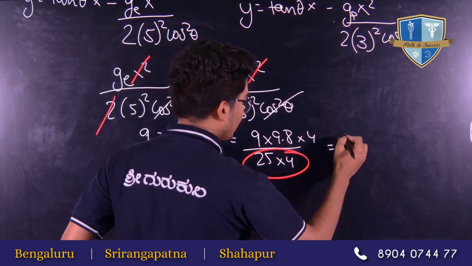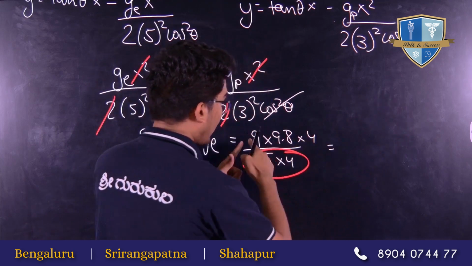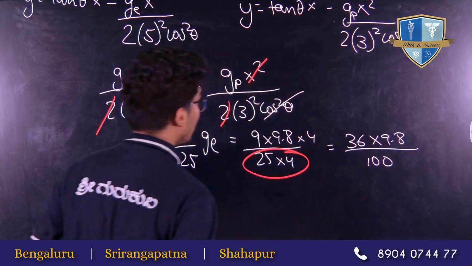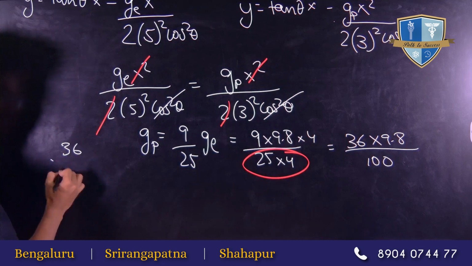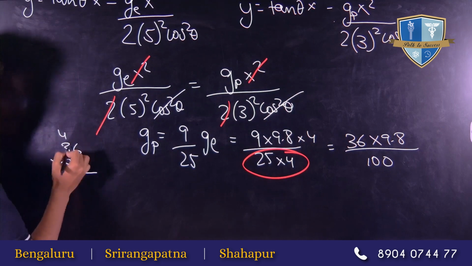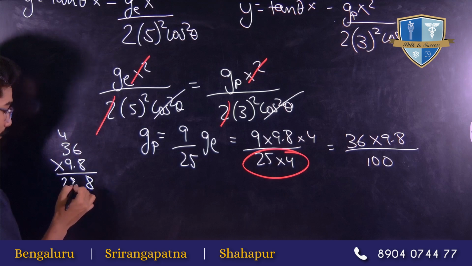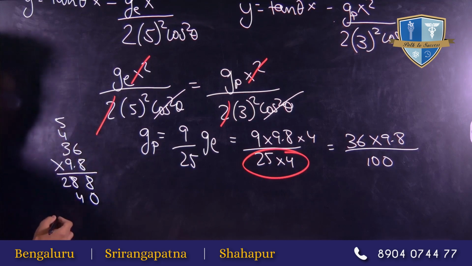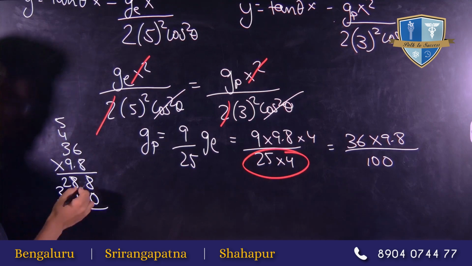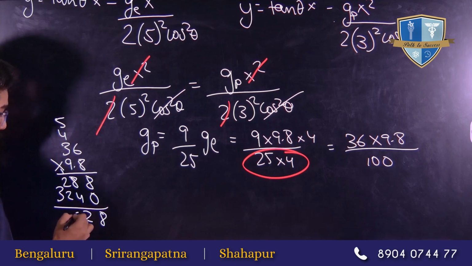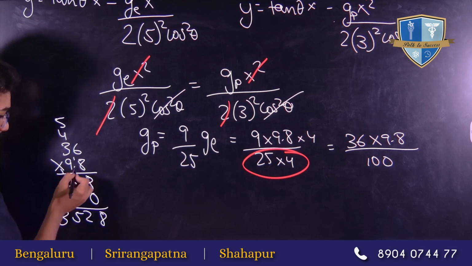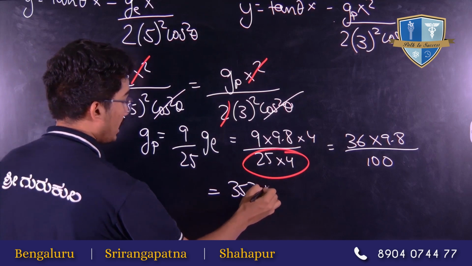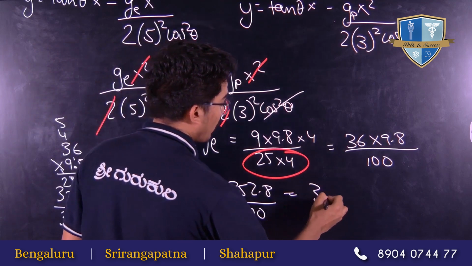So let's calculate. This will be equal to 9 into 9 into 4, which becomes 36. 36 into 9.8 divided by 100. So let's do the multiplication, 36 into 9.8. 8 6s are 48, 8 3s are 24, plus 4 becomes 28. 0. 9 6s are 54, 9 3s are 27, plus 5 equals 32. So this is 8, 12, 5 and 3, and there is one decimal as well, so 1 point. So this is equal to 352.8 divided by 100, which equals 3.528.